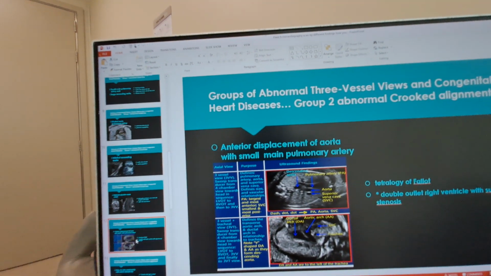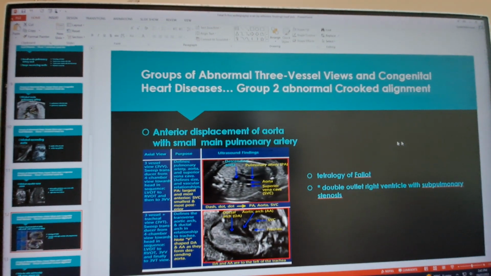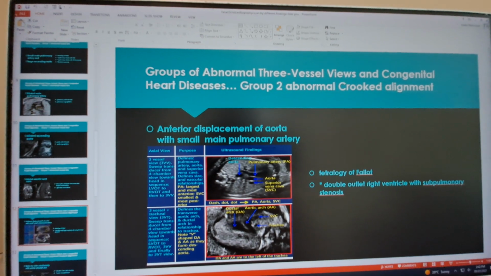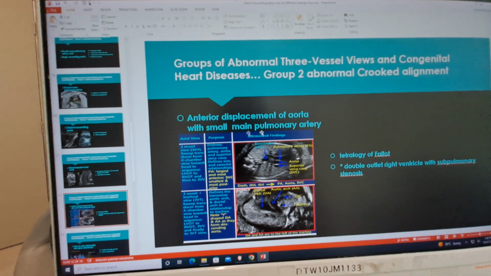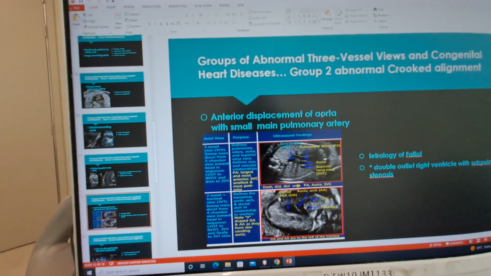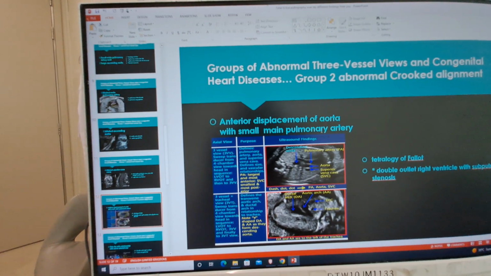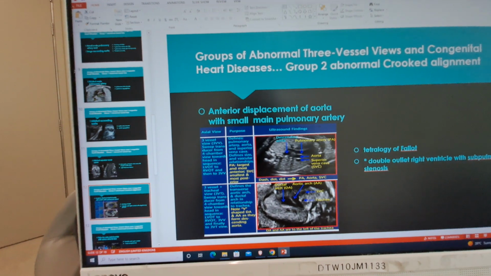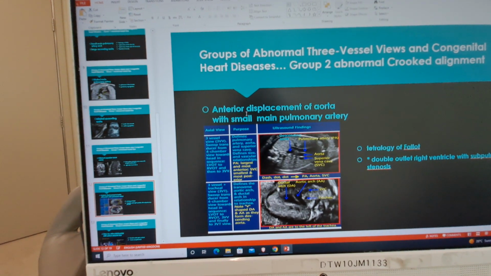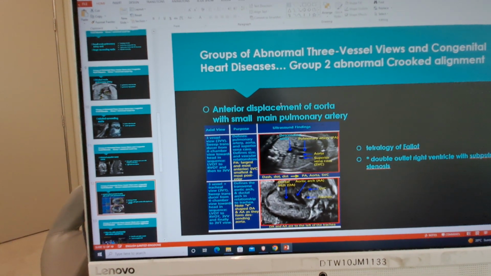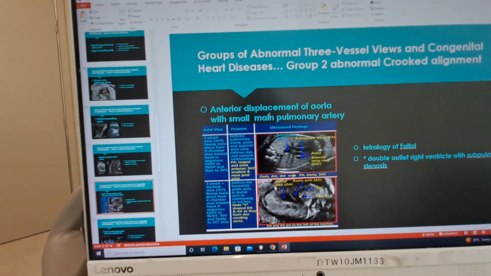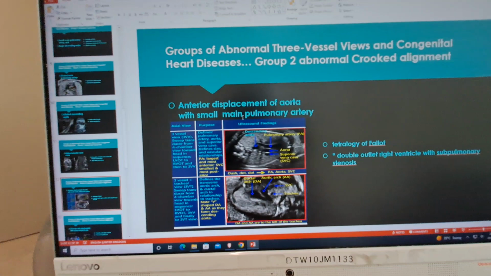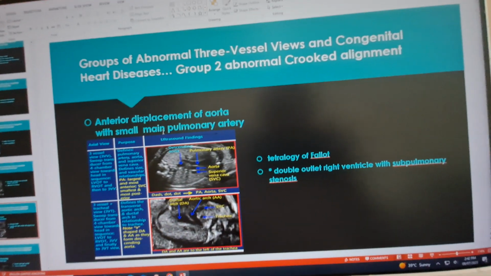The second group also shows the alignment. Alignment means arrangement, like anterior posterior movement of the vessels. So anterior displacement of the aorta with a small main pulmonary artery. The pulmonary artery is small and the aorta is displaced anteriorly. So what can you suggest? It means something is abnormal in the arrangement of the vessels.